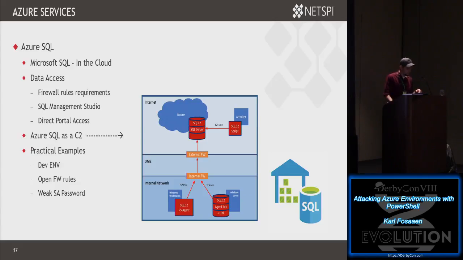I did have a bullet on here for Azure SQL used as a C2. Scott Sutherland did write a blog post about this. It's out on the NetSpy blog, but since Azure SQL is going through those trusted Microsoft domains, you can just go ahead and make your C2 communications out through that and use that Azure SQL database as that pivot point. So that can be pretty handy.